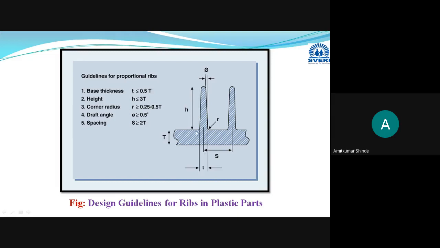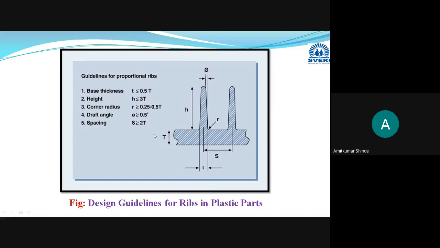The base thickness of the rib, then its height, then the corner radius, then draft or taper, and the distance between the successive ribs. You have to write all these points, and why you are providing them. You have to explain all these points. So in this way, these are some design guidelines. I will explain it again.